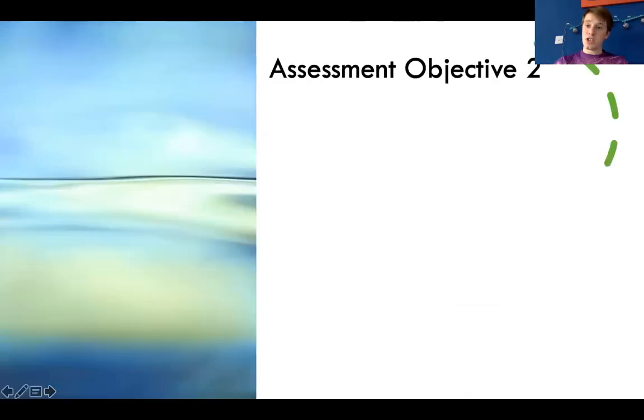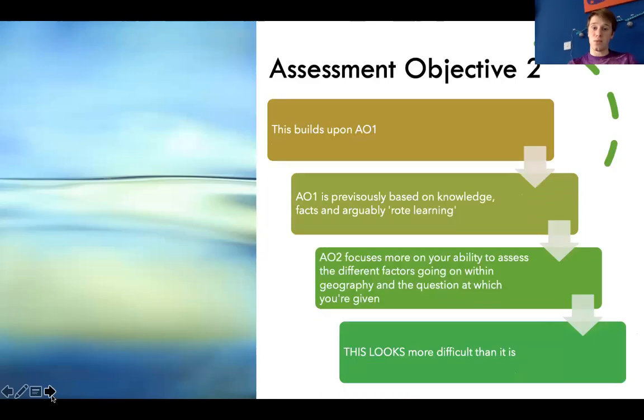So the assessment objectives, in assessment objective 2. This is a bit different to AO1. This is where we've now fully moved into the next level. So these build upon AO1. AO1 is primarily based on knowledge, facts, and arguably what I like to call rote learning. It's not much having to think. You just need to know your different facts, lots of flashcards, that kind of thing.